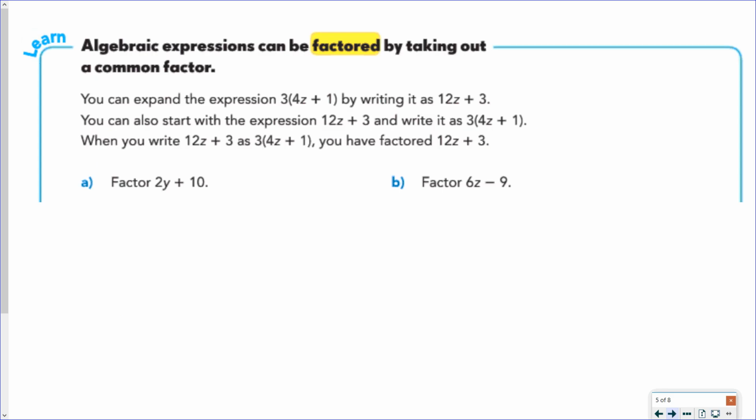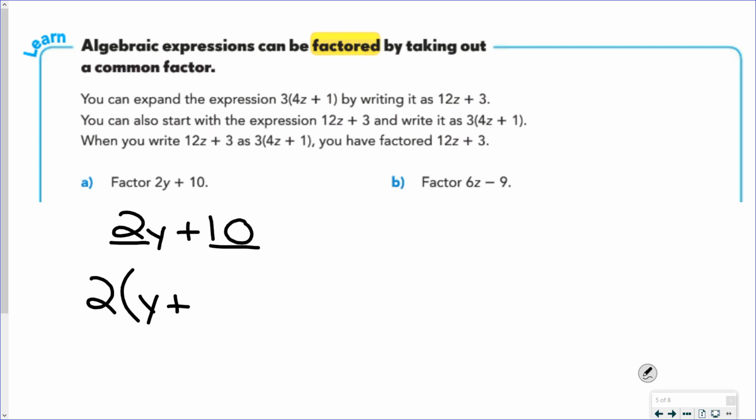Along with expanding our expressions, we will be factoring our expressions as well. So when you factor, again, I'm just going to rewrite this a little bit larger. You're going to look at your coefficient and your constant. And you need to ask yourself, what is the largest number that I can divide both of those by? Well, I have a 2 and a 10. The largest number I can divide those by is 2. 2y divided by 2 is y. 10 divided by 2 is 5.